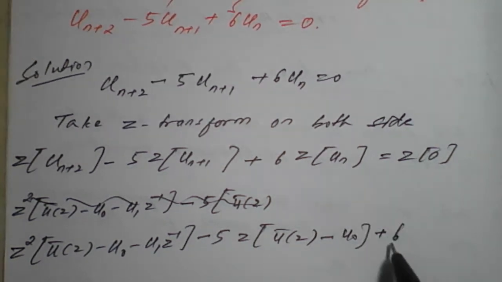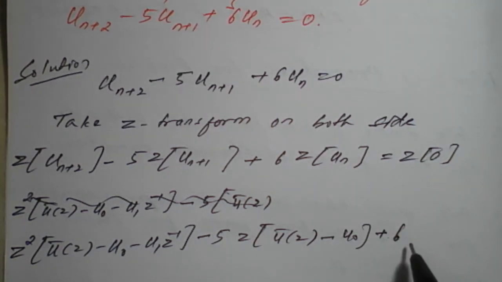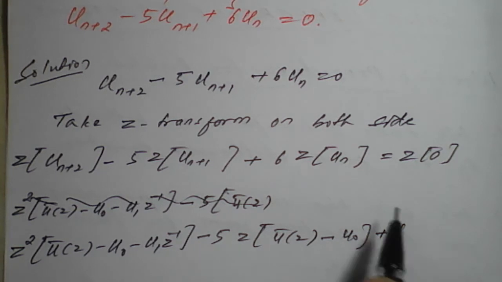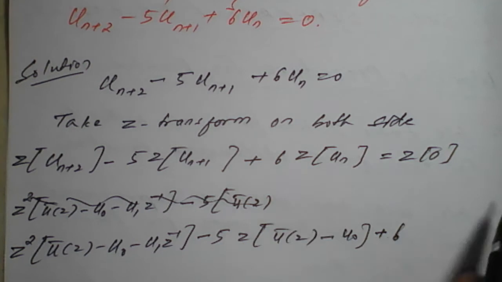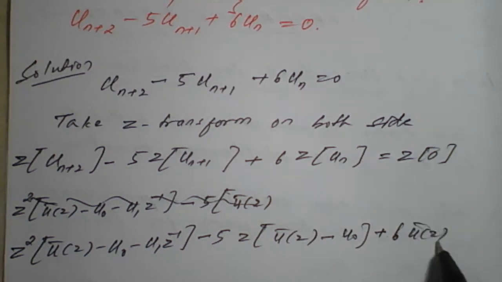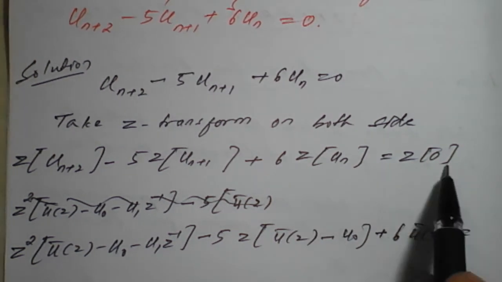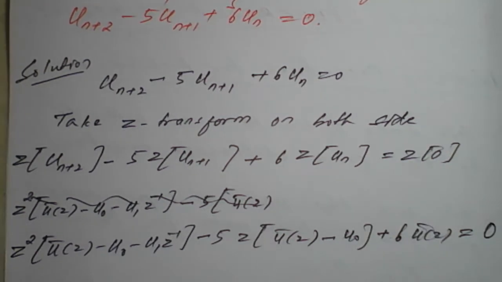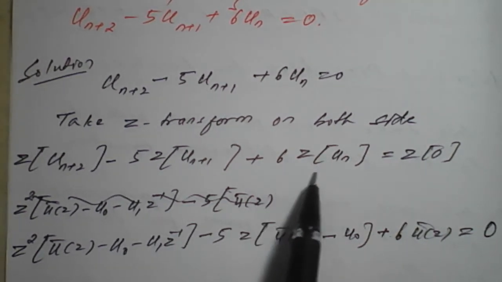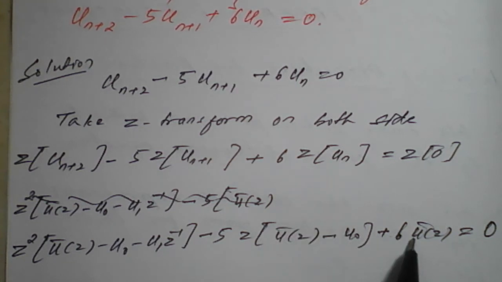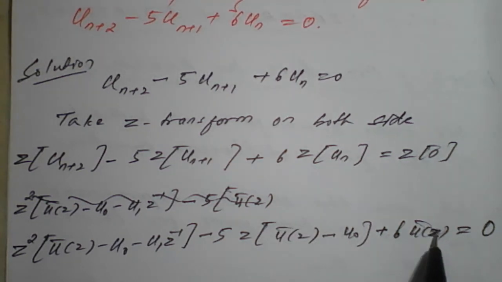plus 6 times Z transform of un can be written as u dash of Z. Equal to Z transform of 0 is 0. That is Z transform of 0 is 0. So 6 into Z transform of un is nothing but u dash of Z by the definition.